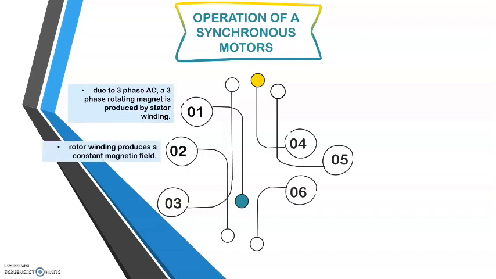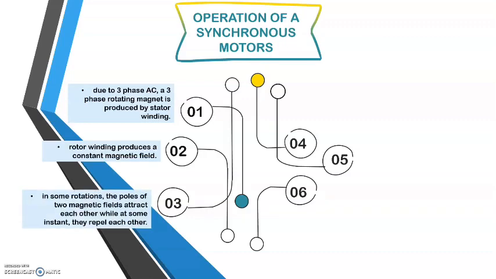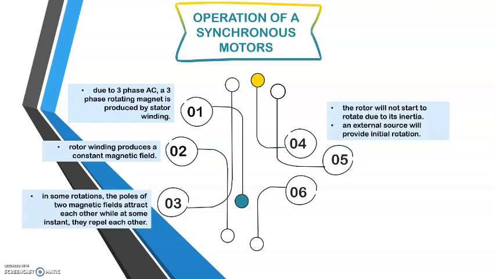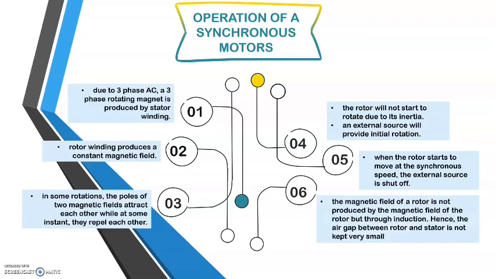The rotor winding produces a constant magnetic field. In some rotation, the poles of the two magnetic fields attract each other, while at some instant they repel each other. The rotor will not start to rotate due to its inertia, so an external source will provide initial rotation. When the rotor starts to move at the synchronous speed, the external source is shut off. The magnetic field of the rotor is not produced by the magnetic field of the stator, but through induction. Hence, the air gap between rotor and stator is not kept very small.